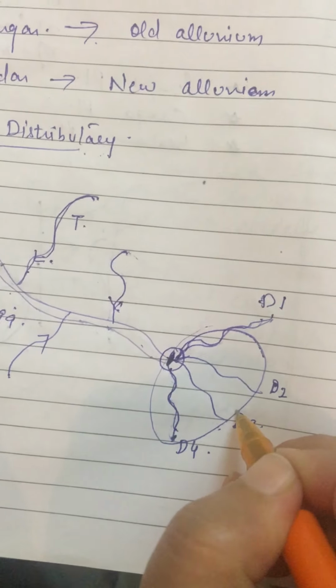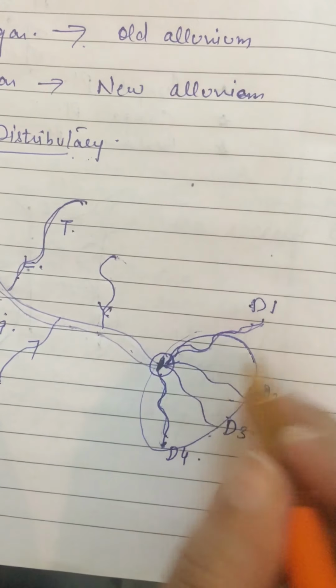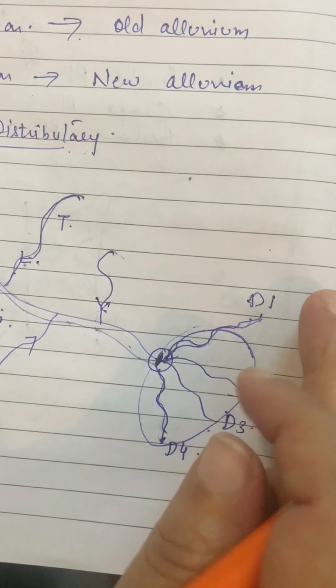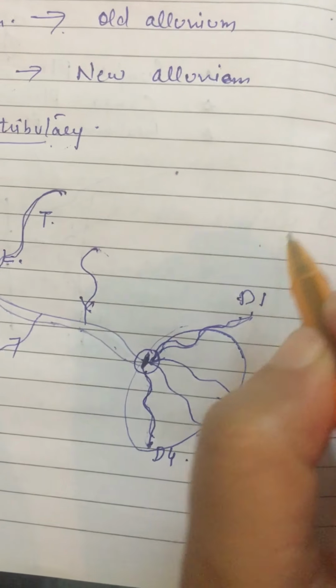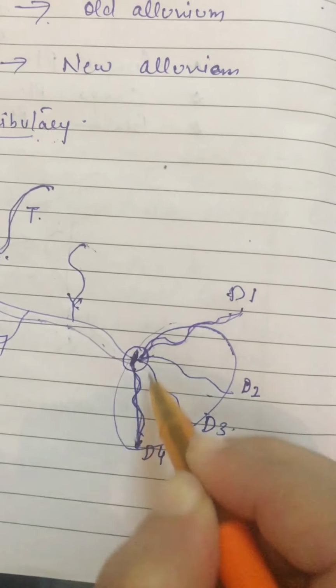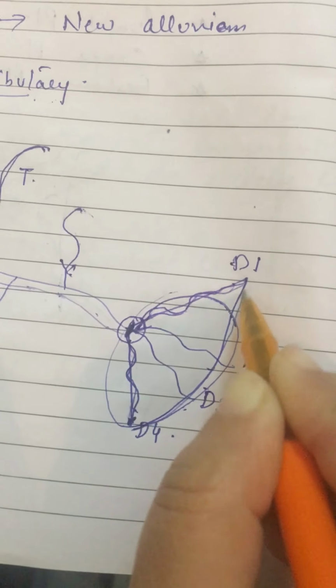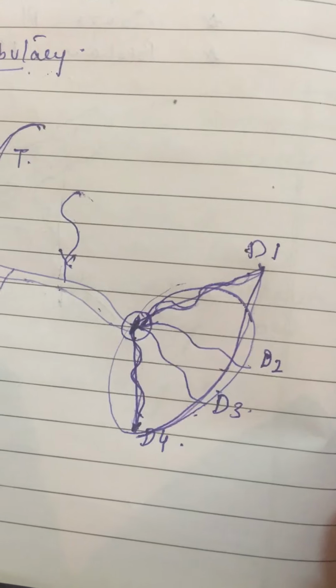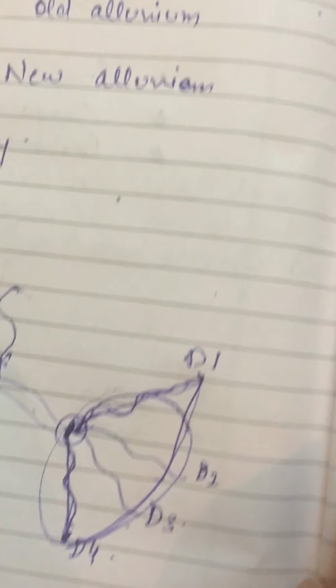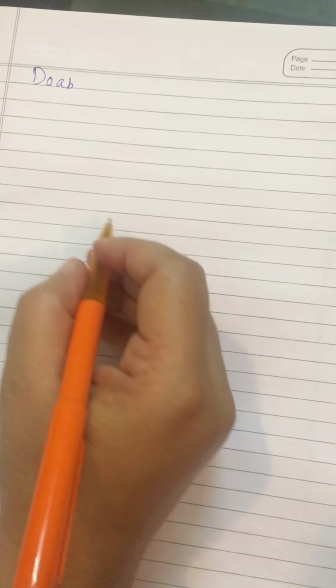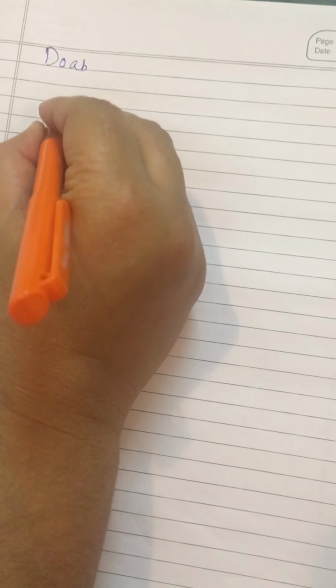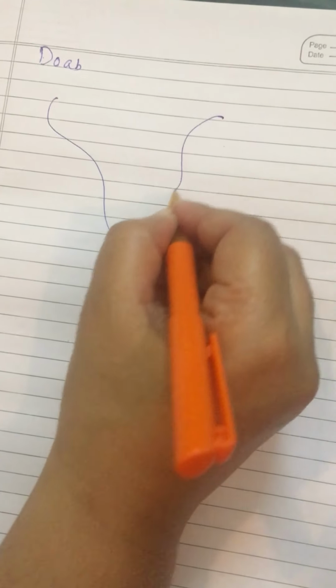Delta is the feature formed by the rivers at their last stage. It is a triangular shape, like see, this is the triangular shape feature formed by the river at its last stage. Now we discuss what is Doab. What is Doab? The area between the two rivers.